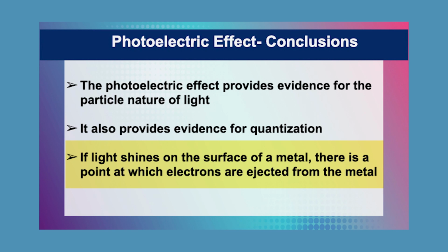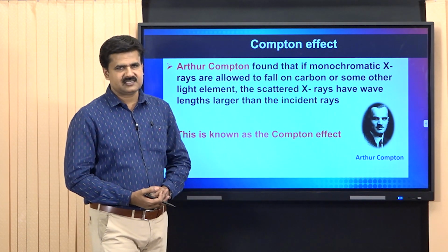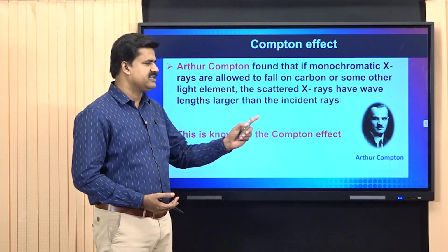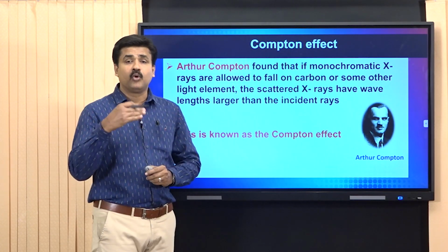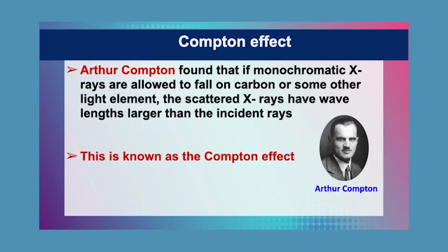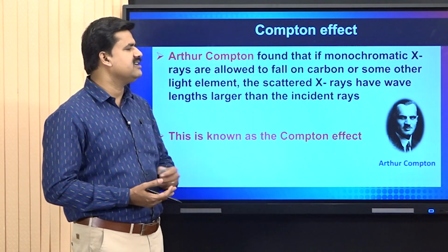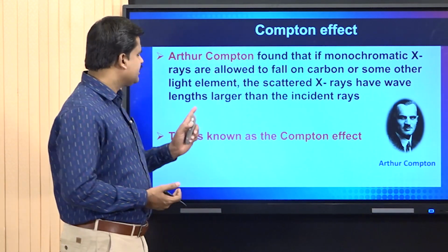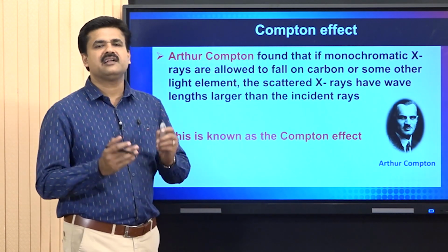Now, we can move on to the second part of the present module, that is the Compton effect. Arthur Compton, shown in the picture, found that if monochromatic X-rays, that is X-rays of the same wavelength, are allowed to fall on carbon or some other light element, the scattered X-rays have a wavelength larger than the incident X-rays. This phenomenon is known as the Compton effect.